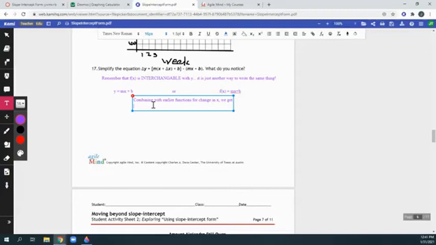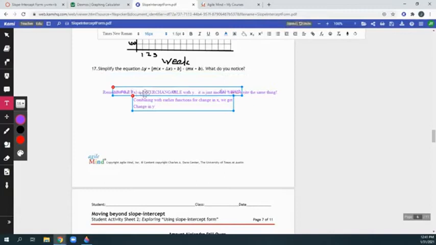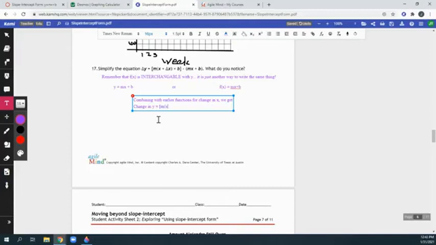We get change in y. I'm going to type change in y instead of this delta, because delta means change. Okay, that's going to be an important thing to note as time goes by. So change in y equals m times x plus change in x, Mx.